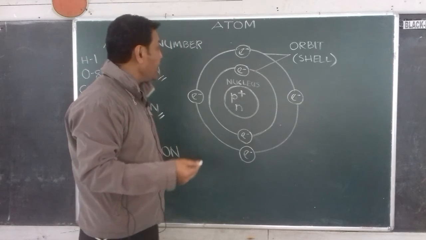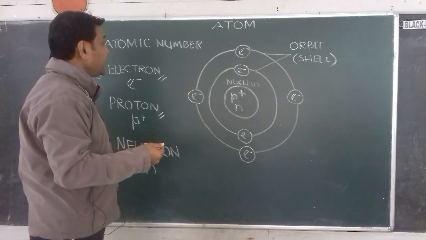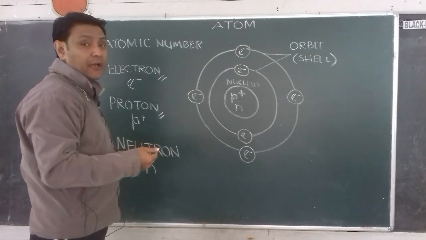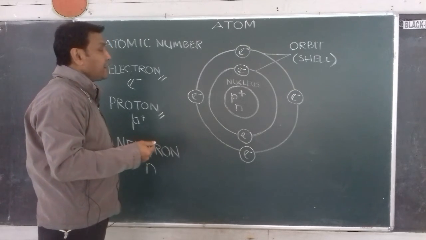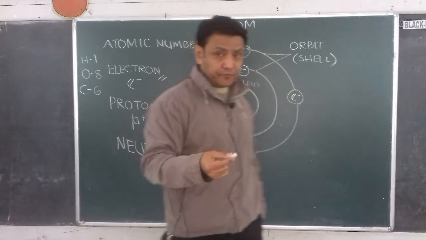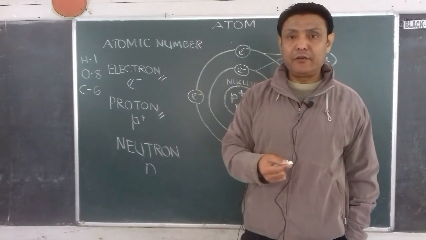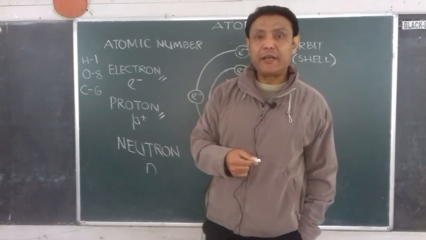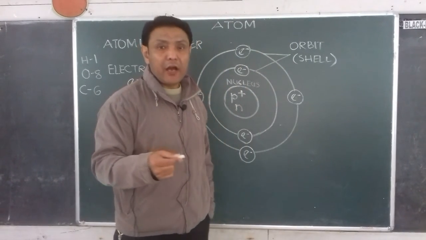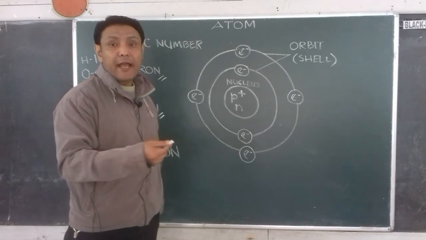All right. So, that is all about an atom that you have to remember in class 7. And we will talk about the electronic configuration, the atomic number and the mass number in the next class. But for now, please remember what an atom is.